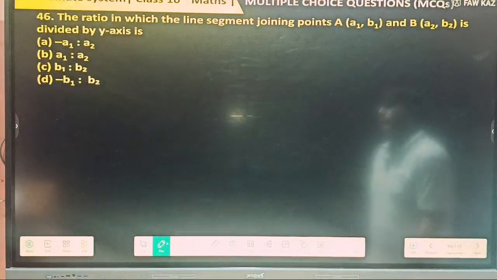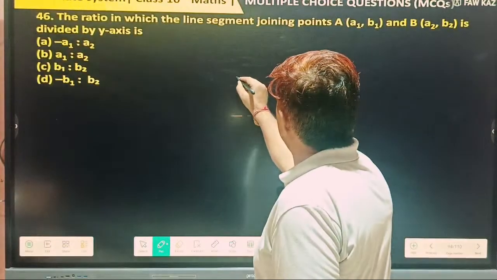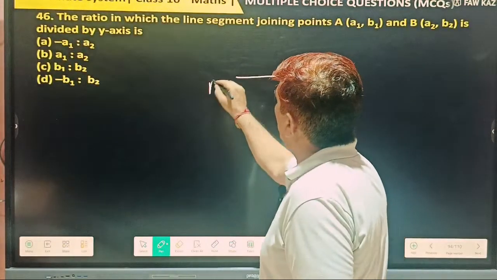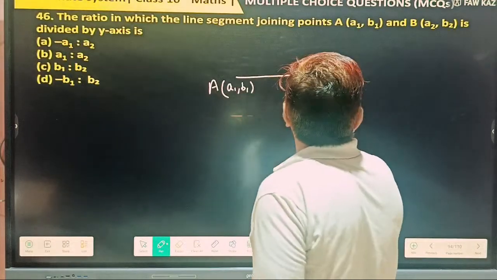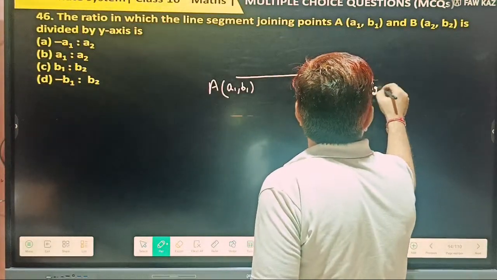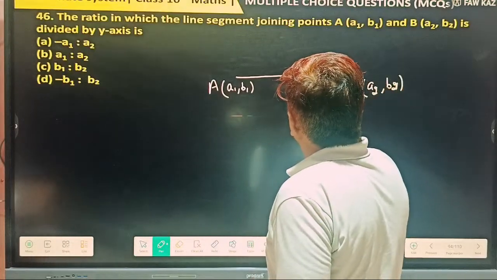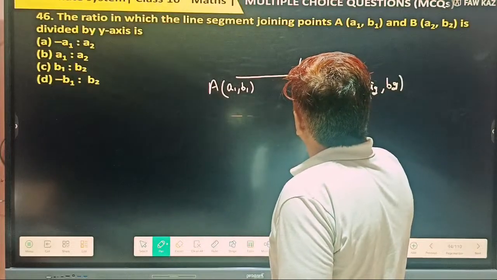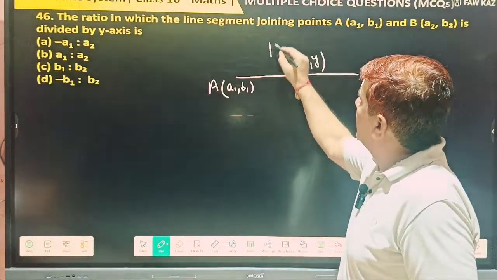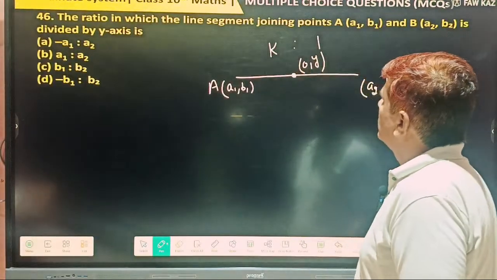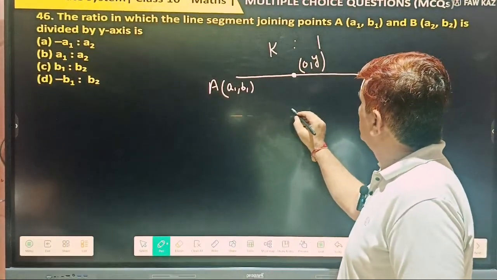Then another one. This is a line segment, point A whose coordinates are A1, B1. This is coordinates A2, B2. And this is a point which is lying on the y-axis, meaning 0 and y. We are saying this divides in this ratio. So by section formula, what do we know?